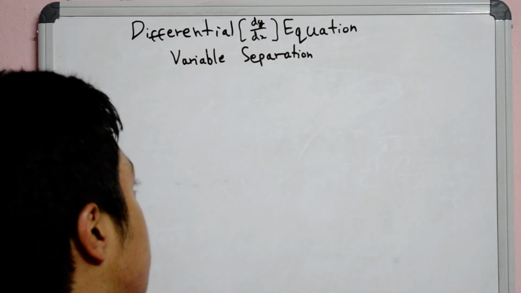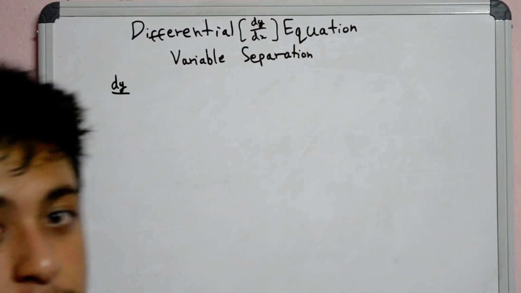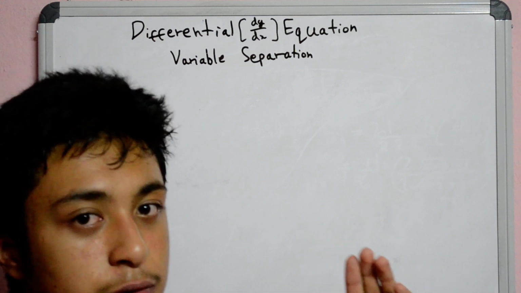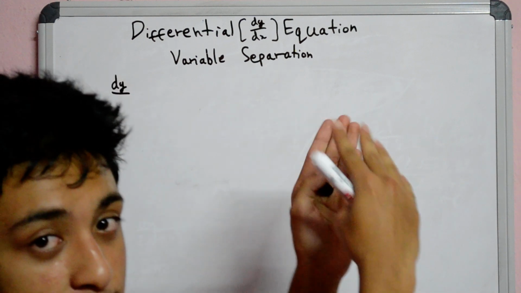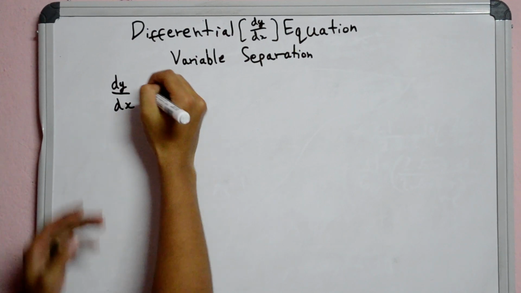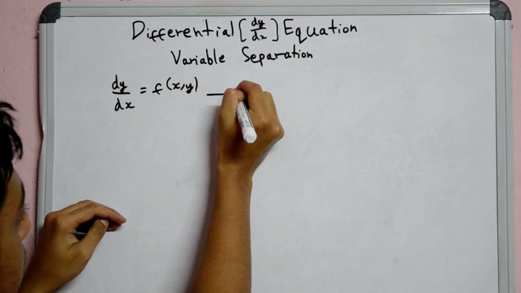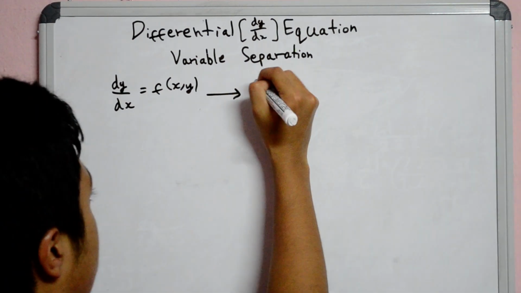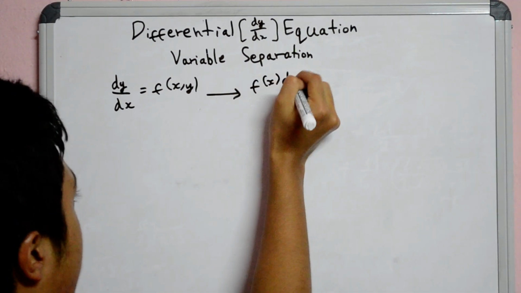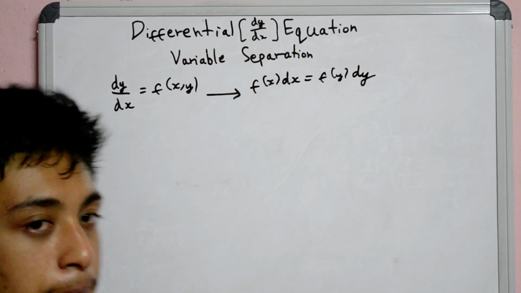So variable separation is a method where you basically separate the function into a function of x dx equals to a function of y dy. So what I mean is if you have dy by dx equals to a function of x comma y, then you turn this into a function of x dx equals to a function of y dy.